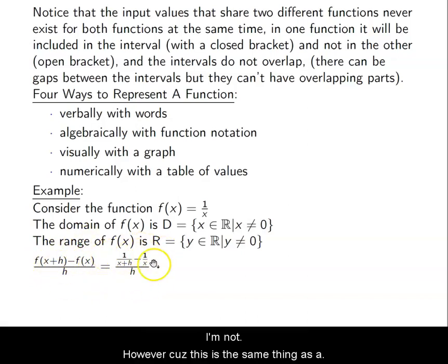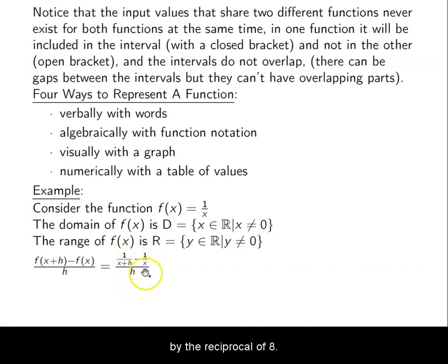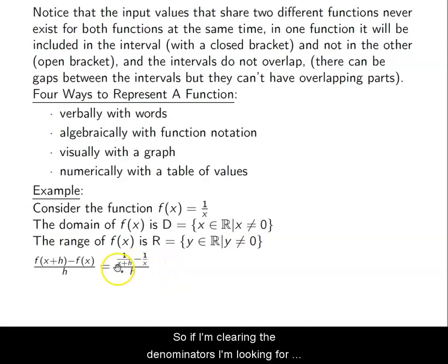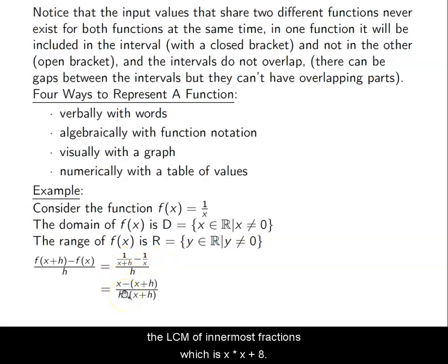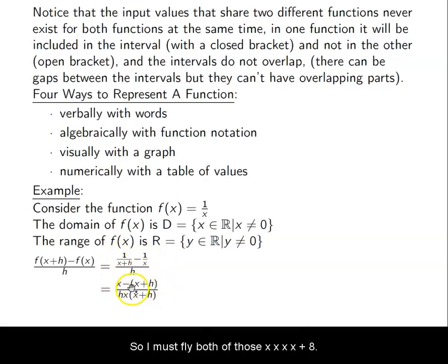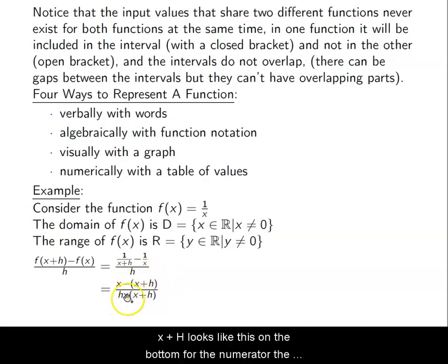I'm not done, however, because this is the same thing as a complex fraction. So I want to simplify this complex fraction. Again, I can do that by adding this together into a single rational expression, and then multiplying it by the reciprocal of h. Or I can clear out the denominators. So if I'm clearing the denominators, I'm looking for the LCM of the innermost fractions, which is x times x plus h. So I multiply both of those times x plus h. So h times x plus h looks like this on the bottom.